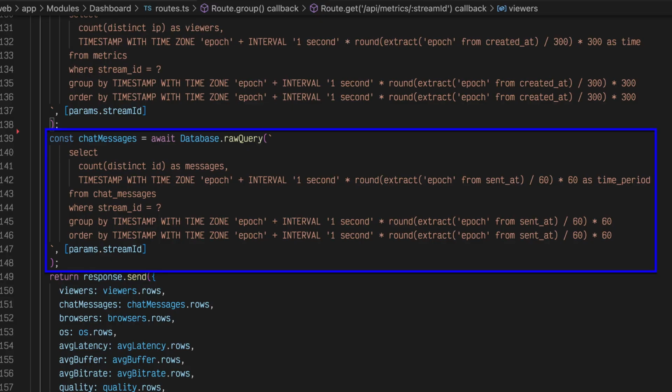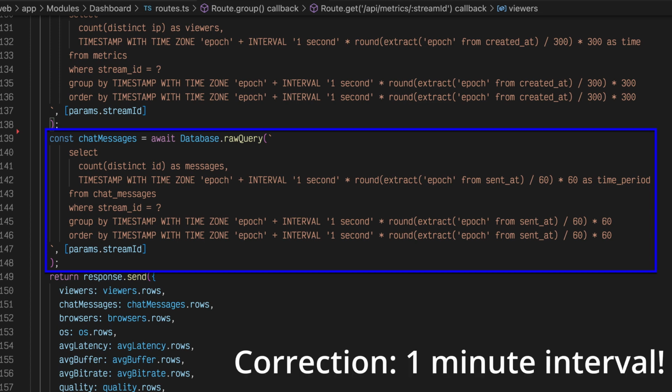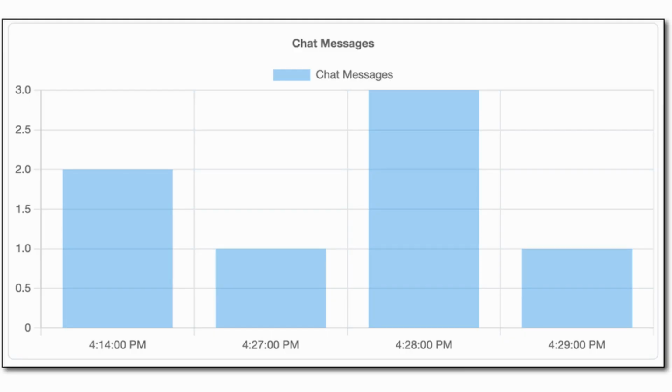The following query is used to retrieve chat messages over time. The data is aggregated at a 5-minute or 300-second interval. This data is presented in a bar chart.